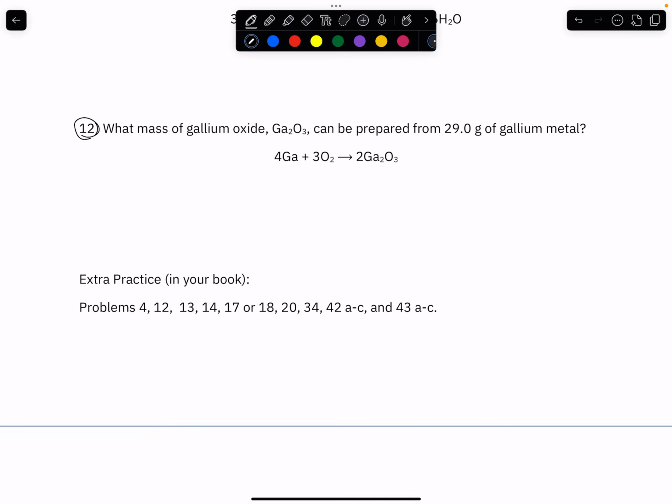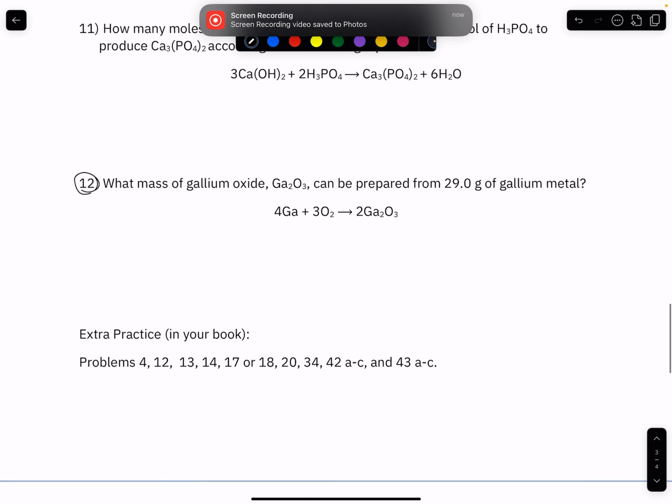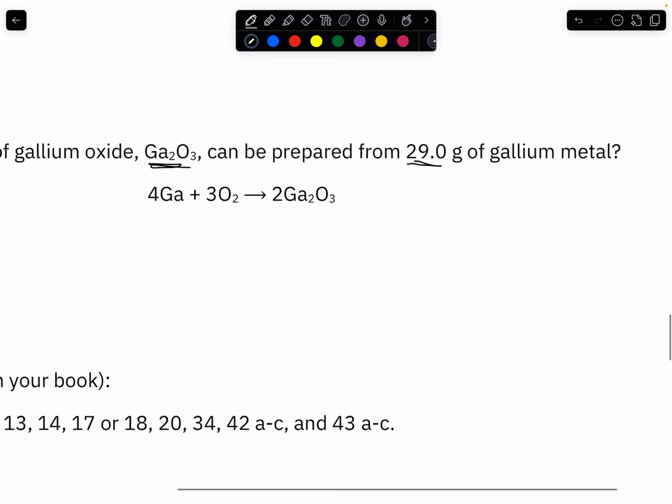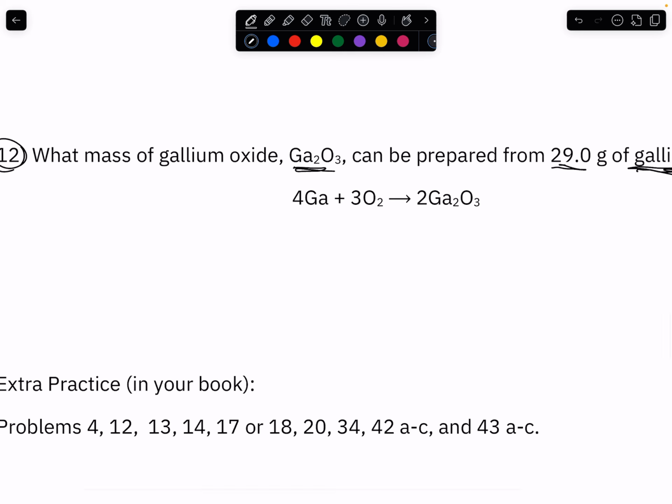Lastly, we have one of our stoichiometry problems. I couldn't remember the word. What mass of gallium oxide, this compound right here, can be prepared from 29.0 grams of gallium metal? We're given the equation for gallium plus oxygen equals gallium oxide.